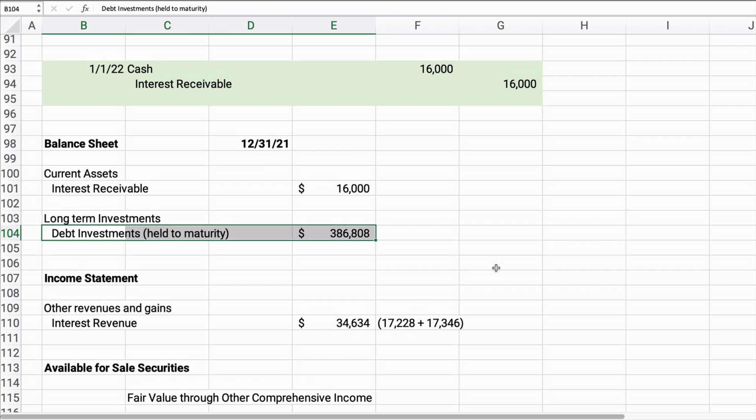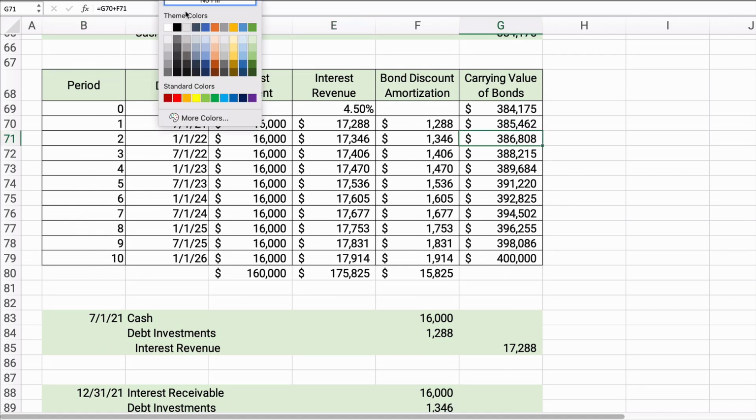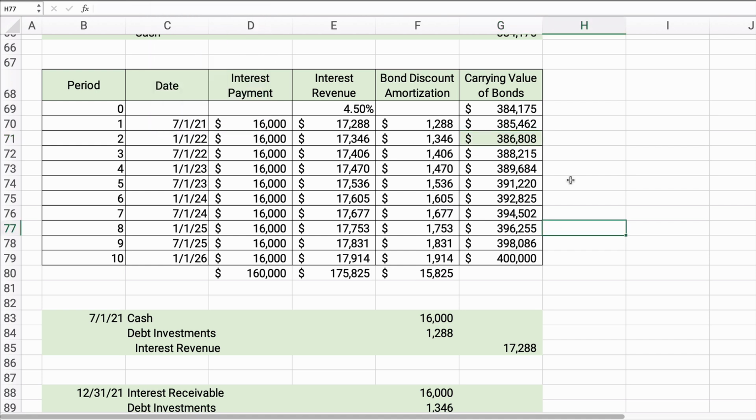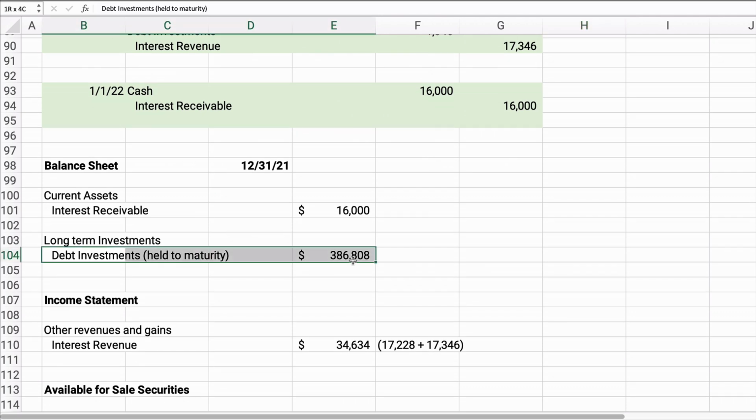Now, how do we get that number? That number is on the amortization schedule. That is the number after the first two interest payments. So at the end of 1 year, end of 2 periods, it's $386,808, and that is what's on our balance sheet, the amortized cost, not the fair value. We don't have to go and figure out what the fair value is.